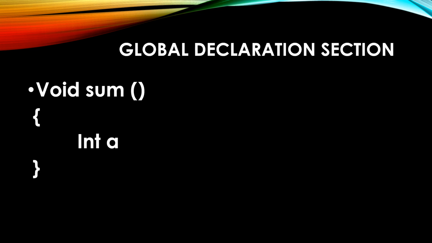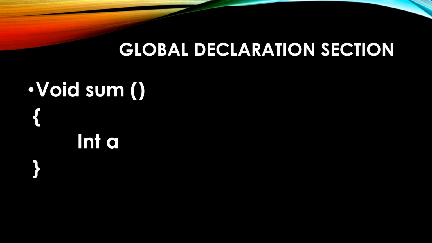Next comes the global declaration section. In a program we use two types of variables, local and global. Local variables can be used only within the function where you define them. For example, if I write a function void sum with curly braces, and define int a inside it, I can use the variable a only in this void sum function. I can't use it in the main function.